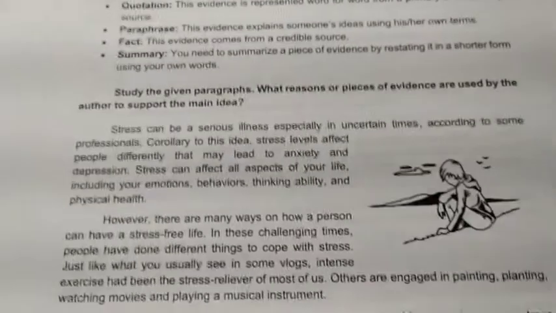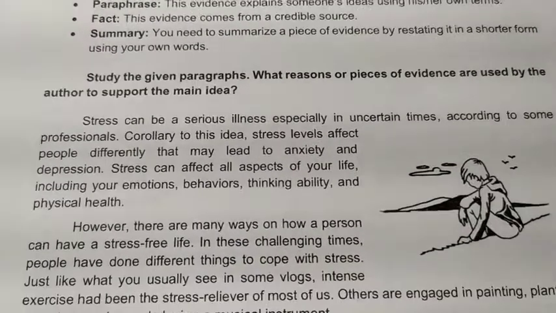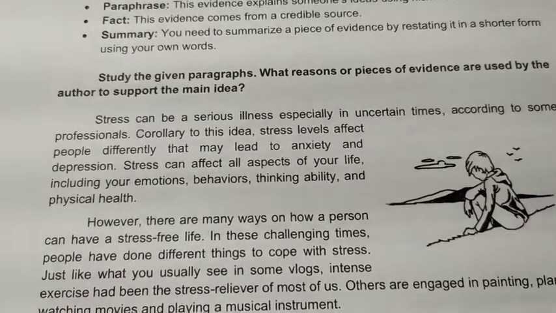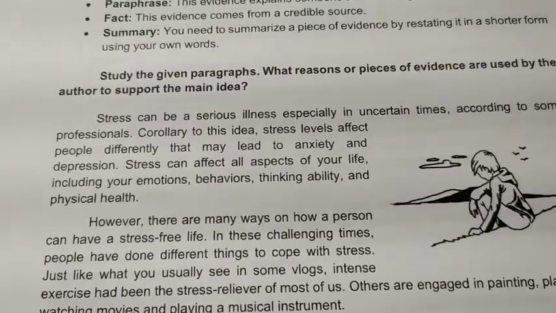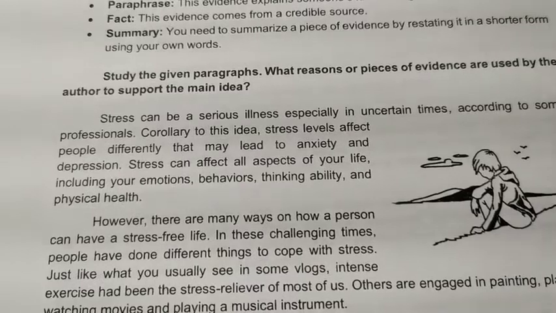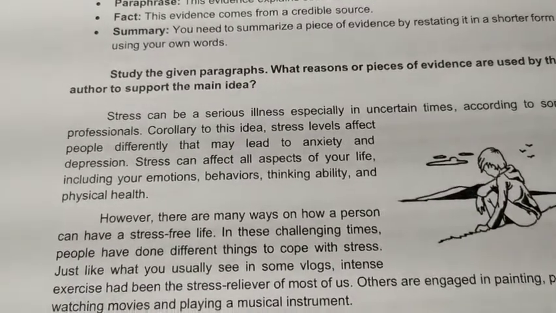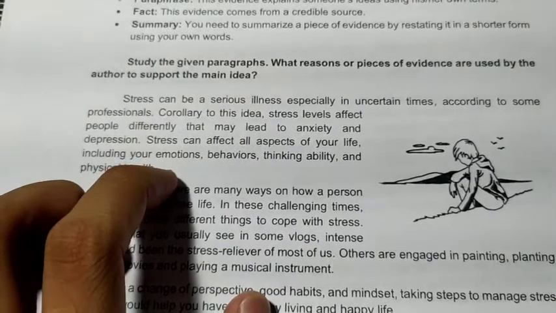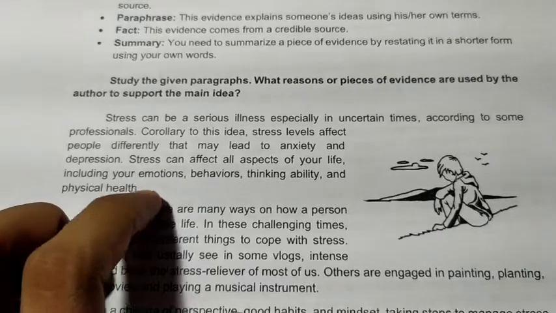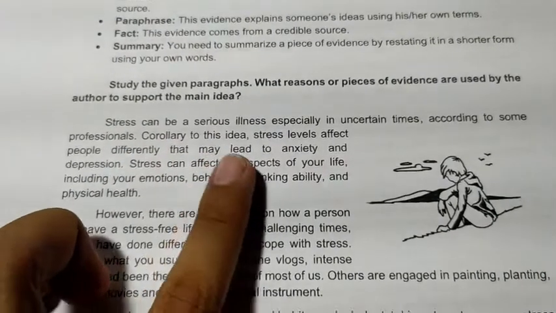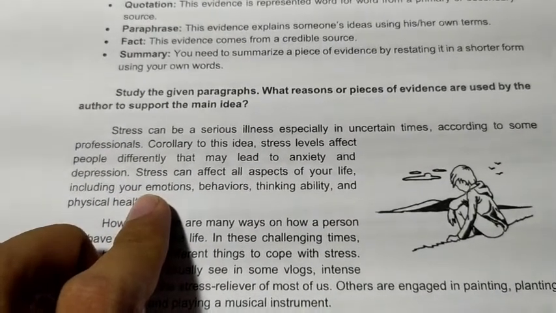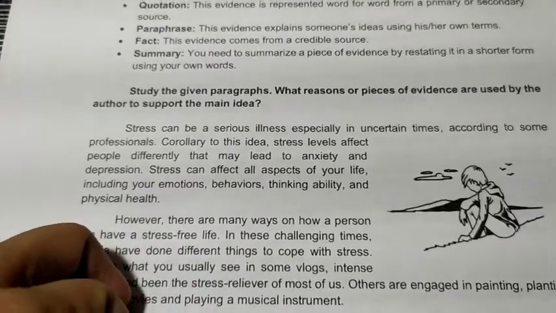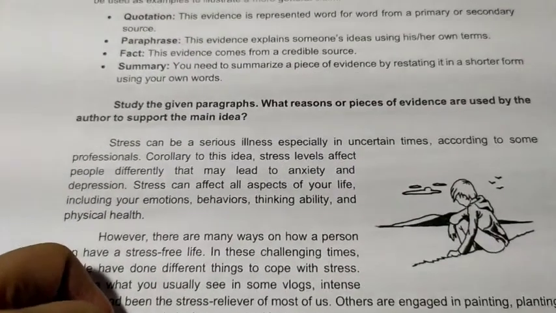So study the given paragraphs. What reasons or pieces of evidence are used by the author to support the main idea? Stress can be a serious illness, especially in uncertain times. According to some professionals, corollary to this idea, stress levels affect people differently and may lead to anxiety and depression. Stress can affect all aspects of your life, including your emotions, behaviors, thinking ability, and physical health. So here in the first paragraph, we can see the main idea, that stress can be a serious illness, especially in uncertain times, according to some professionals. Then, corollary to this idea, it is all about stress and how it gives impact to a particular person.